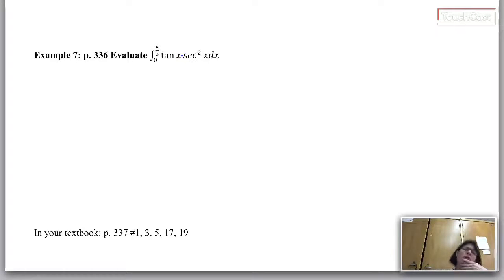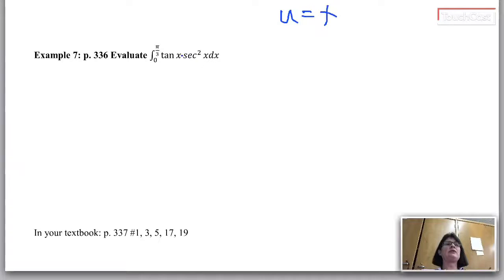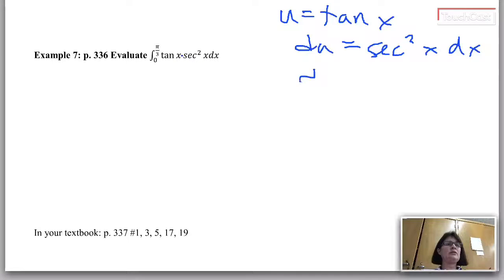So I think about whether one or both of those factors is the derivative of the other. And I say to myself, oh, okay, so I know that the derivative of tangent of x is secant squared of x. So I'm going to let u equal tangent of x. My du is going to equal secant squared of x dx. And I'm going to isolate dx. I get du over secant squared of x equals dx.